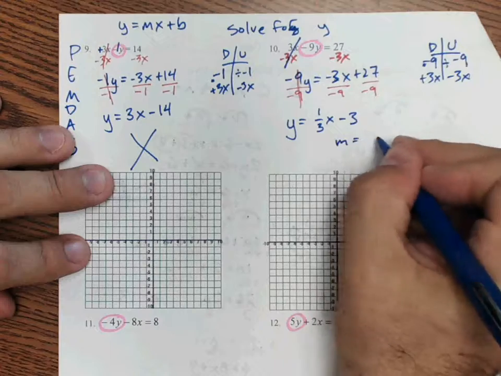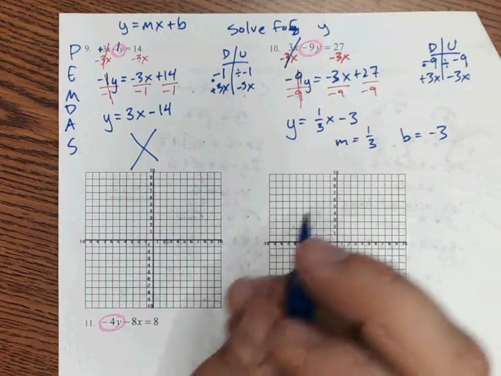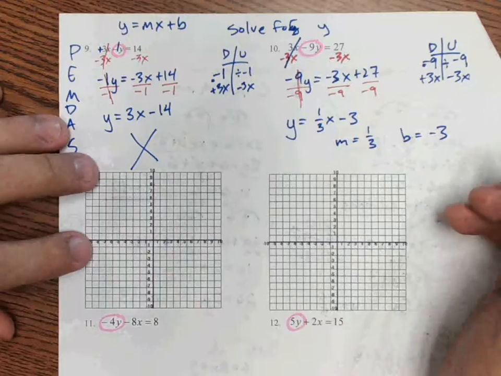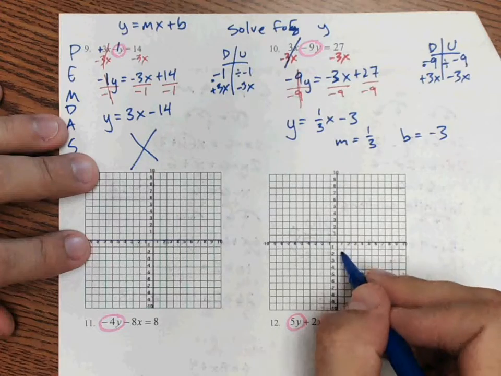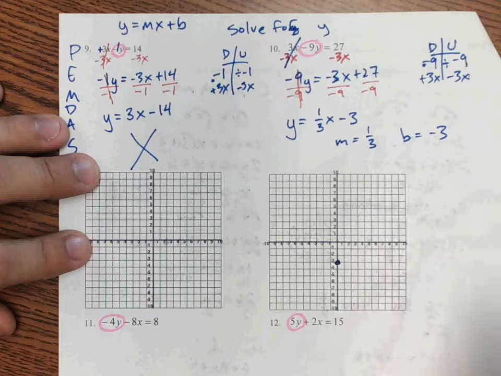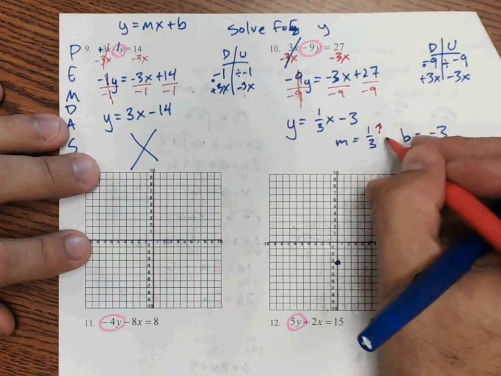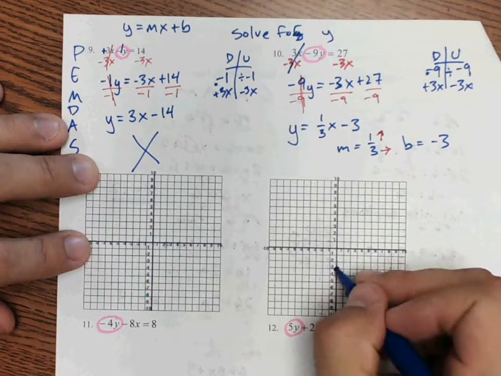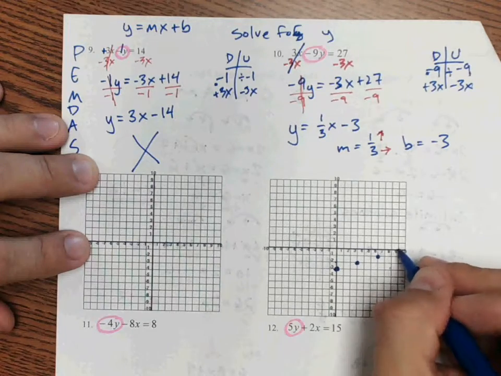So my slope here is 1/3. My y-intercept is negative 3, and this I can totally graph. So what I'm going to do is begin with my negative 3, which means I start at the center. I'm going to go down 3 spaces to negative 3. That's my starting point. Then this tells me my rise over run. My rise is positive 1, so that's up 1. My run is positive 3, so that's right 3. So I'm going to begin at this point, go up 1 and right 3. Up 1, right 3. Up 1, right 3.